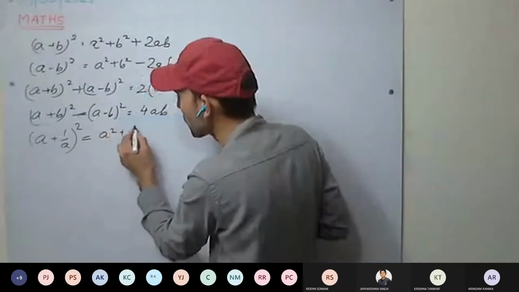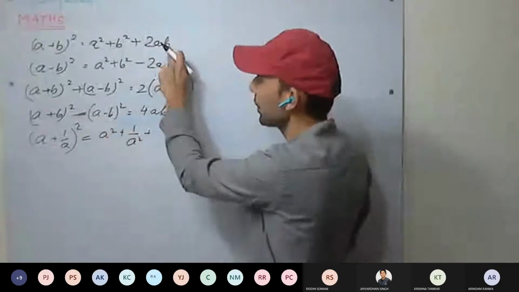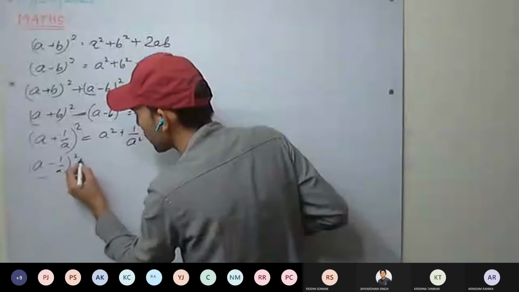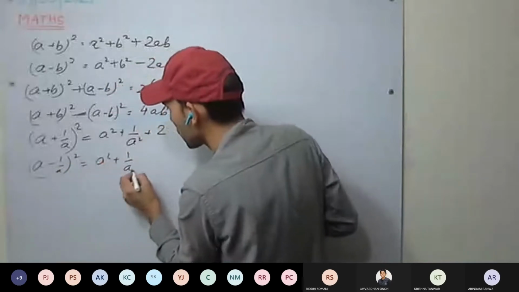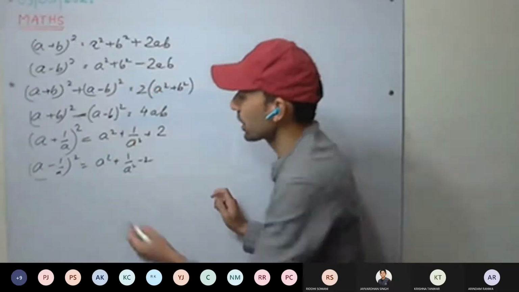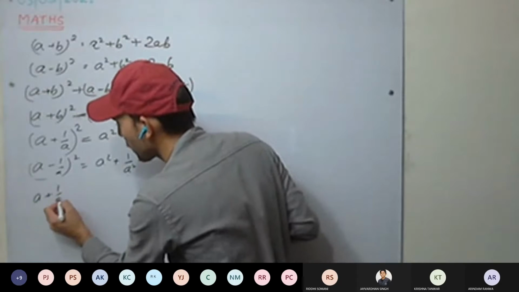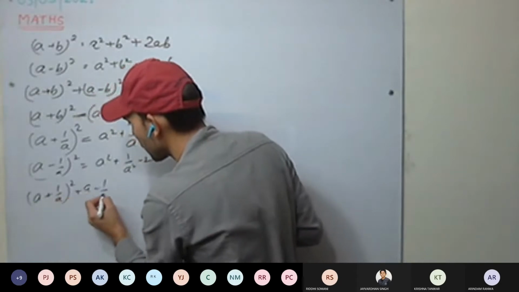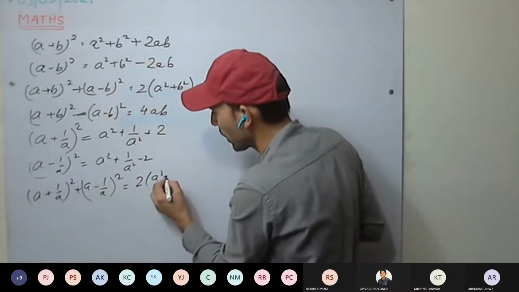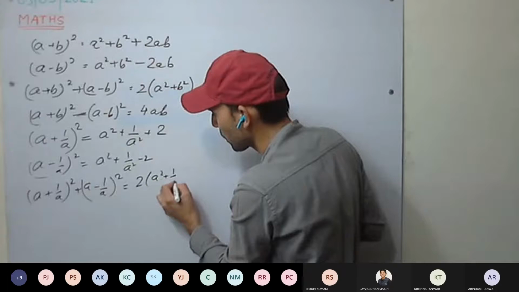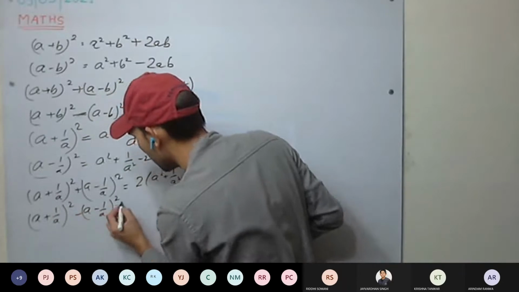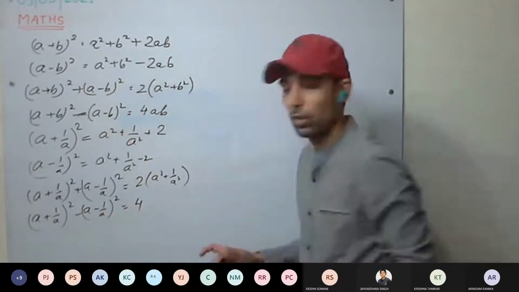(a plus 1 upon a) the whole square equals a square plus 1 upon a square plus 2. The ab term gets cancelled here, giving 2. Similarly, (a minus 1 upon a) the whole square is a square plus 1 upon a square minus 2. And similarly, when we add them, (a plus 1 upon a) whole square plus (a minus 1 upon a) whole square, how much will we be getting? 2 of (a square plus 1 upon a square). And when we are subtracting them, we'll be getting 4. Okay.